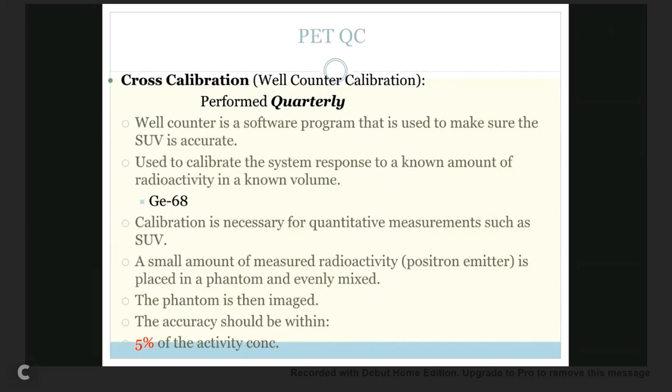Is that an E or a C? Where are you? Here? The very last word of the accuracy should be within 5% of the activity cone. Oh, it's coincident. No, it's concentration, sorry. Activity concentration, sorry. Okay. Man, I thought that was an E for cone.